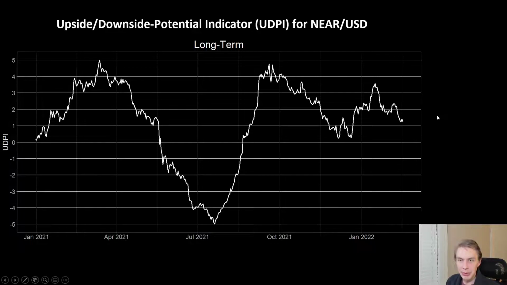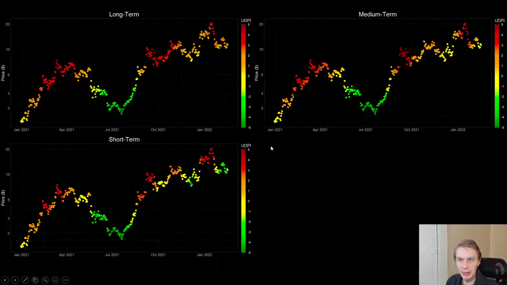So, as I mentioned before, we have different time frames of the UDPI that we care about. So we have long-term, medium-term, and short-term.